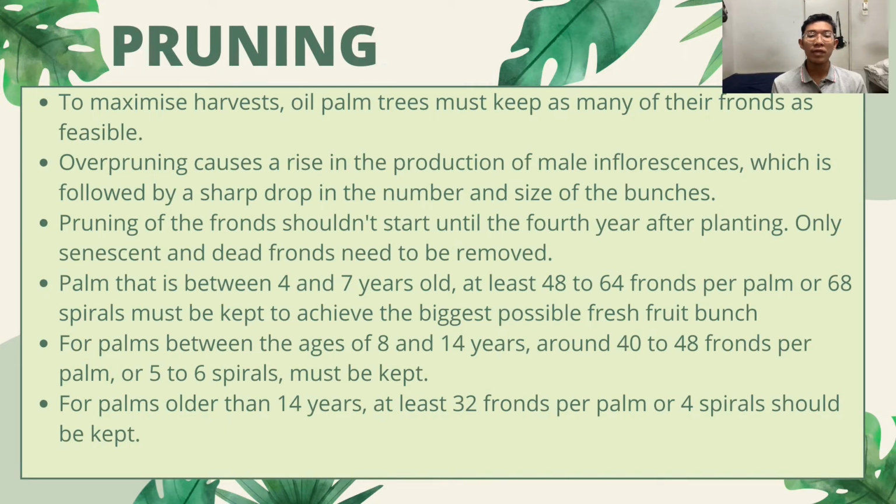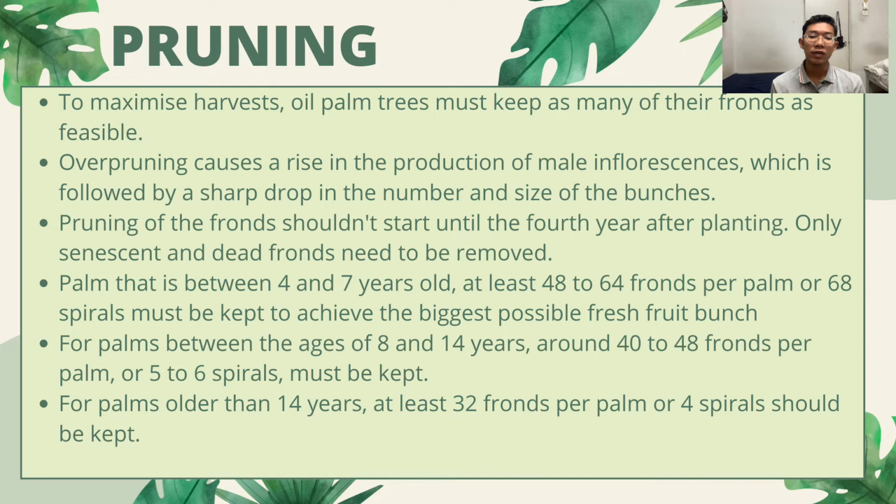The second basic good agricultural practice for oil palm is pruning. To maximize harvest, oil palm trees must keep as many of their fronds as feasible. Over pruning will cause a rise in the production of male inflorescences, which is followed by a sharp drop in the number and size of the bunch.